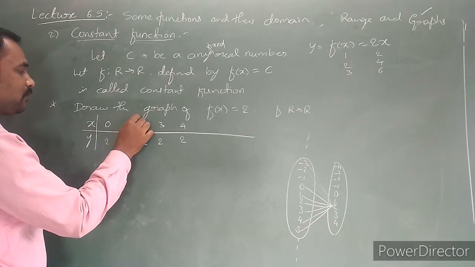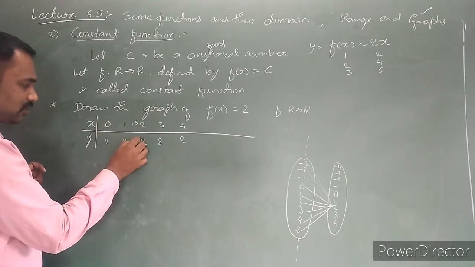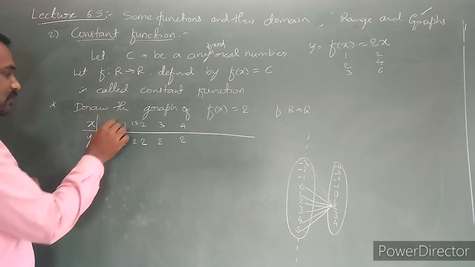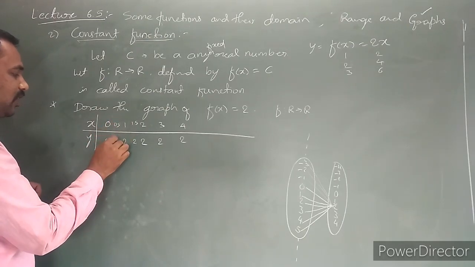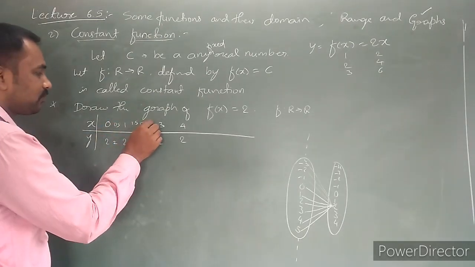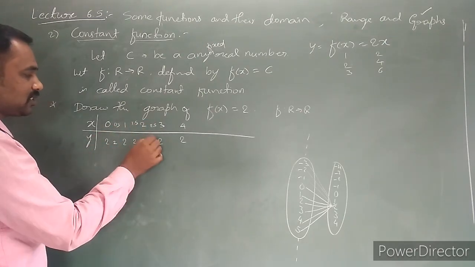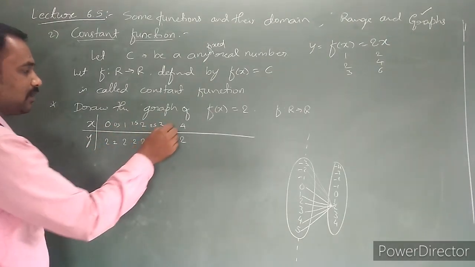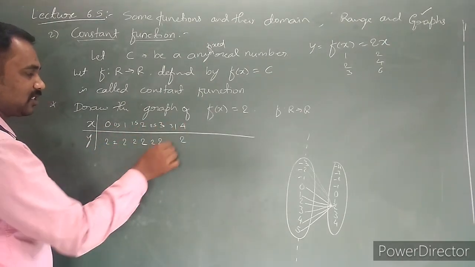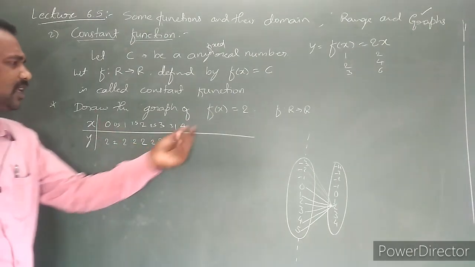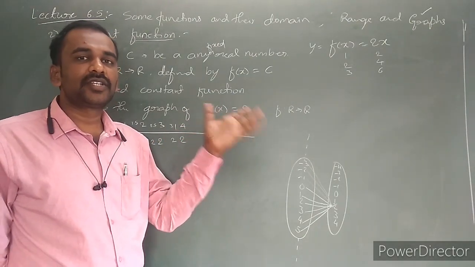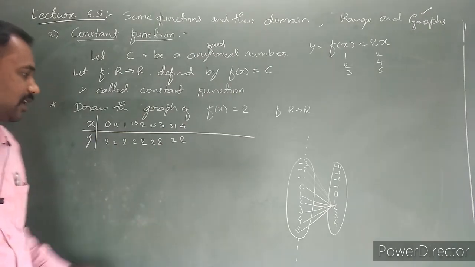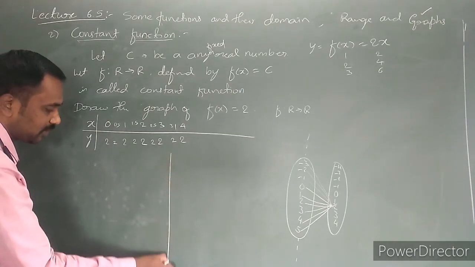If x value is 1.5, what is the function value? 2 itself. If x value is 0.5, what is the function value? 2 itself. If x value is 2.5, what is the function value? 2 itself. If x value is 3.1, what is the function value? 2. Whatever the x you choose, function value is 2 itself. Are you clear? Now draw the graph of the function.